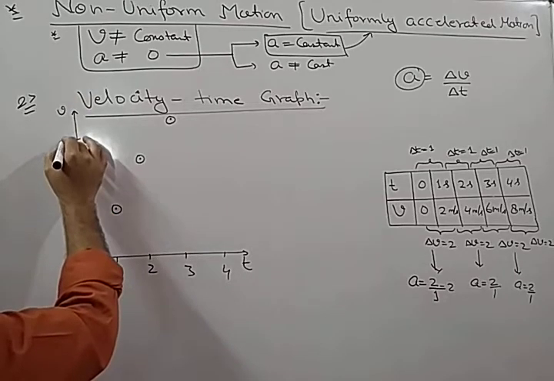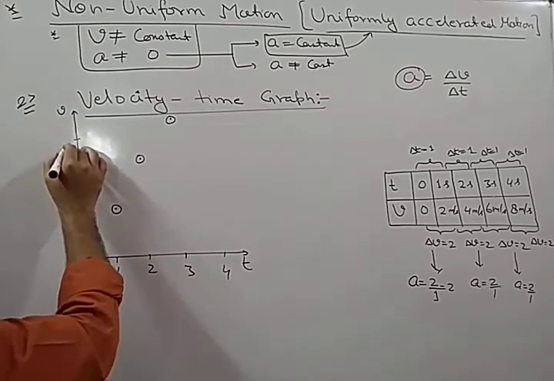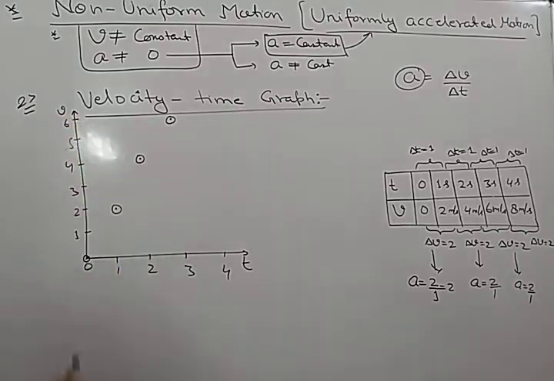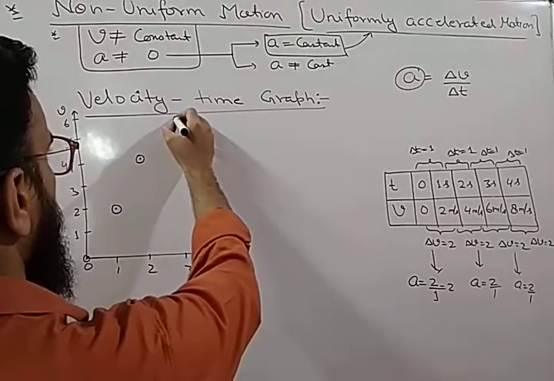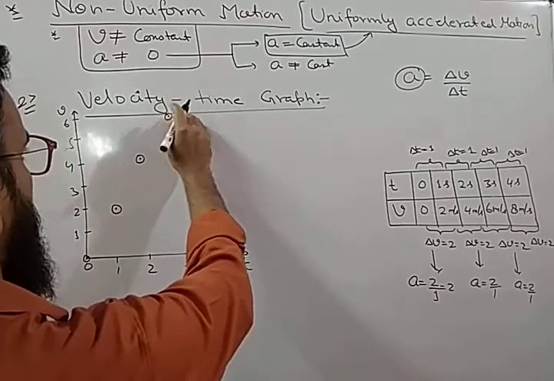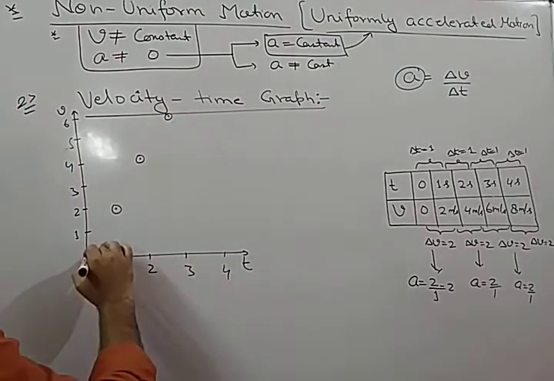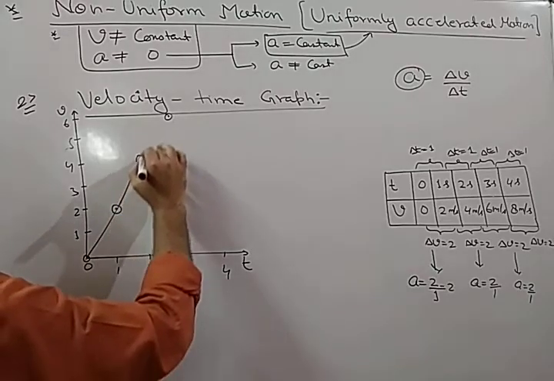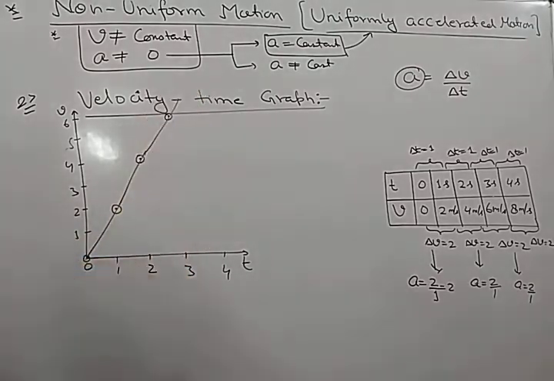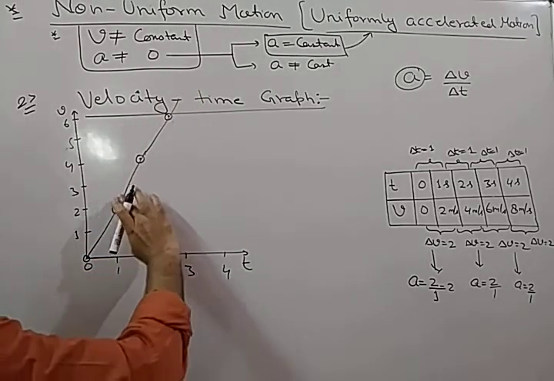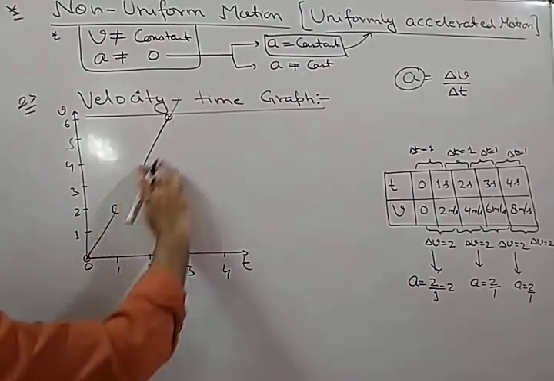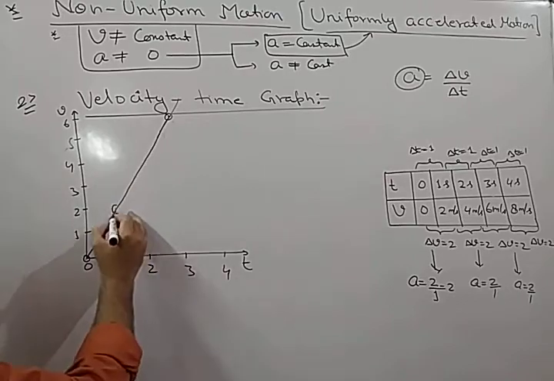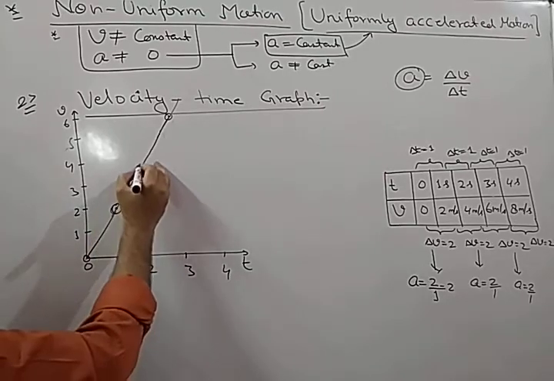Suppose it is 5 and 6. So if we draw the graph and join all these points, then it will be a straight line. You have to draw all these graphs on the graph paper so that you can understand that it will be a straight line. You have to draw it very clearly. It will form a straight line.